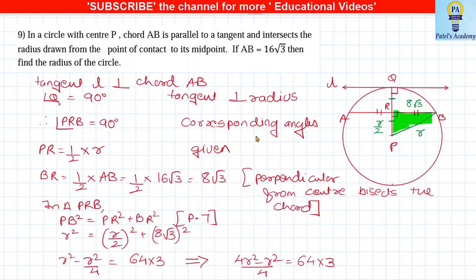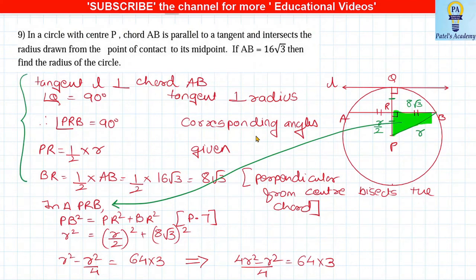I get a right angle triangle, and in this right angle triangle, I have to use Pythagoras theorem. That is this step, students. Whatever steps I've written above is the explanation of what I told you just now. And remember the chord is given as 16 root 3. So half of the chord is 8 root 3. The 9th standard property: the perpendicular from the center bisects the chord.